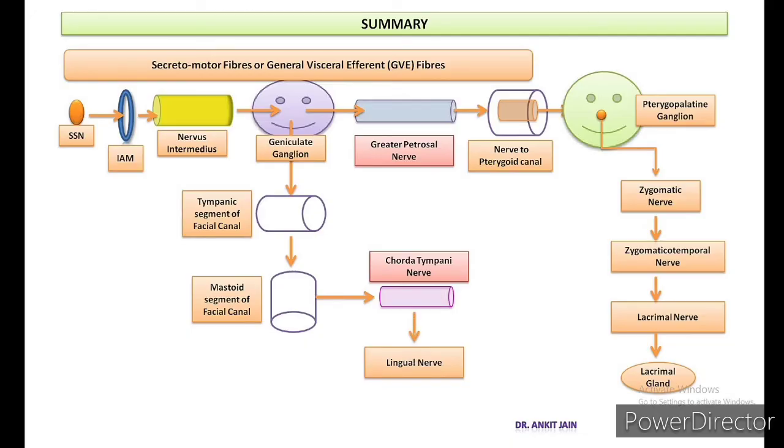After a short course with lingual nerve, secretomotor fibers of the chorda tympani nerve leave the company of lingual nerve and enter into the submandibular ganglion and relay here. The postganglionic parasympathetic secretomotor fibers arise from this ganglion and innervate the sublingual and submandibular salivary glands.